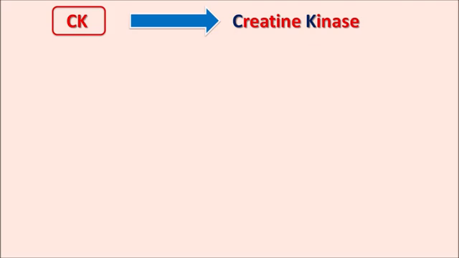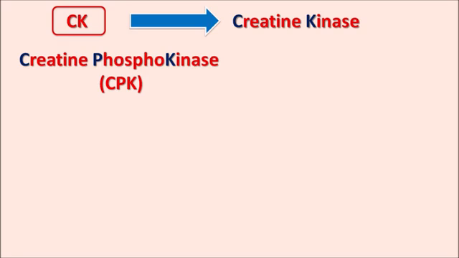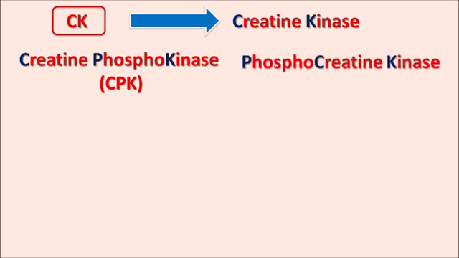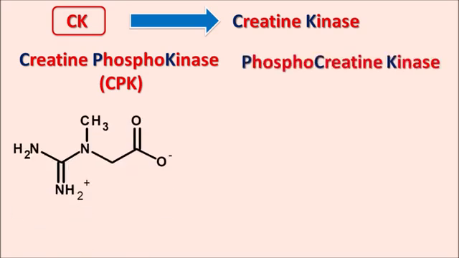So CK is creatine kinase. This enzyme is also called by another name, creatine phosphokinase, CPK. Otherwise, it can also be called phosphocreatine kinase. This is the structure of creatine, and we can observe a free amine group within the structure of creatine which is going to be phosphorylated.